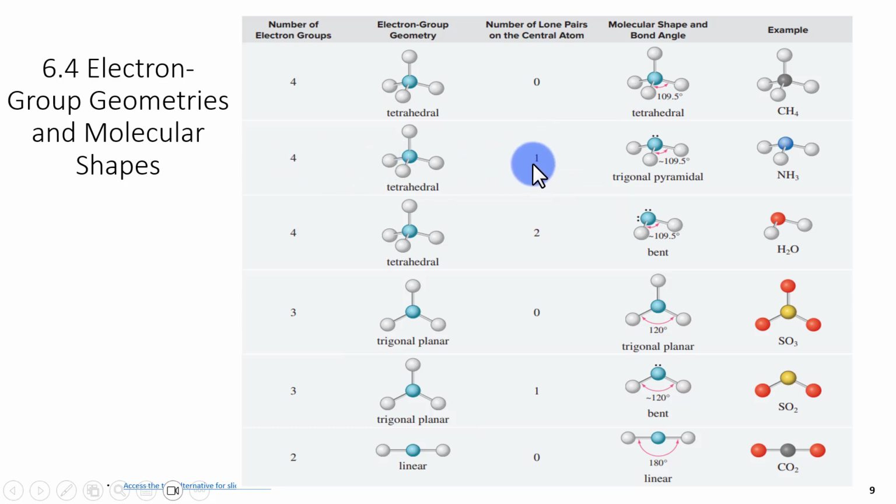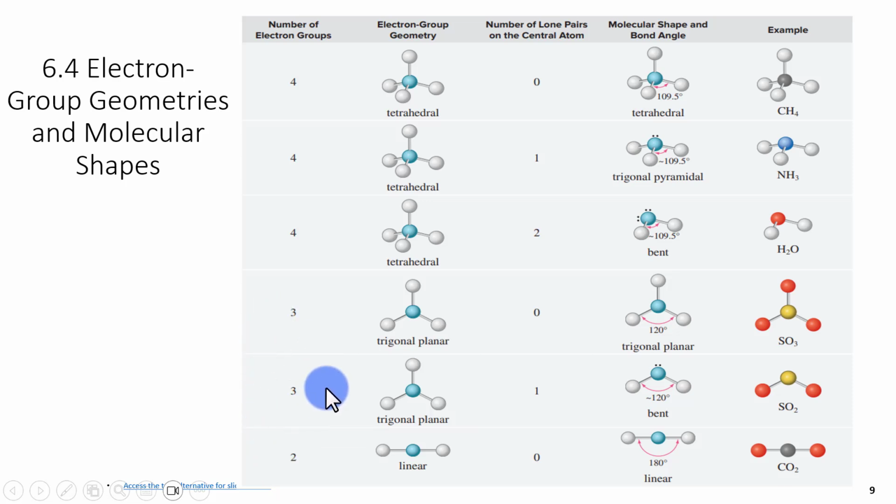If I have 1 lone pair, note that I still have 4 electron groups, but now I have 1 lone pair and only 3 atoms. Then my shape becomes trigonal pyramidal, as in the case of ammonia. If I have 4 electron groups, I still have tetrahedral geometry, but if I have 2 lone pairs now, I have a bent molecule, as in the case of water.